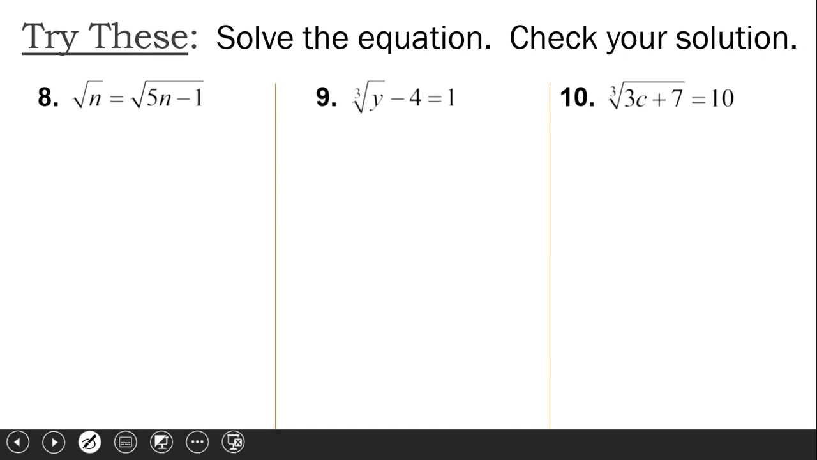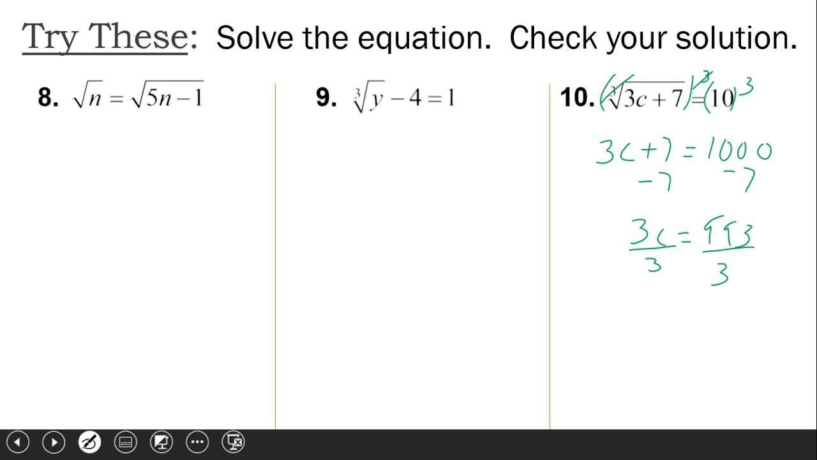All right, if we have a cube root one, we'll just do number 10. If I have a cube root, I've got to cube both sides. That'll cancel this. 3c plus 7 equals 10 cubed, which is 1,000. Subtract the 7, 3c is equal to 993. Divide by 3. And you're going to get c is equal to 331. Let's keep going.